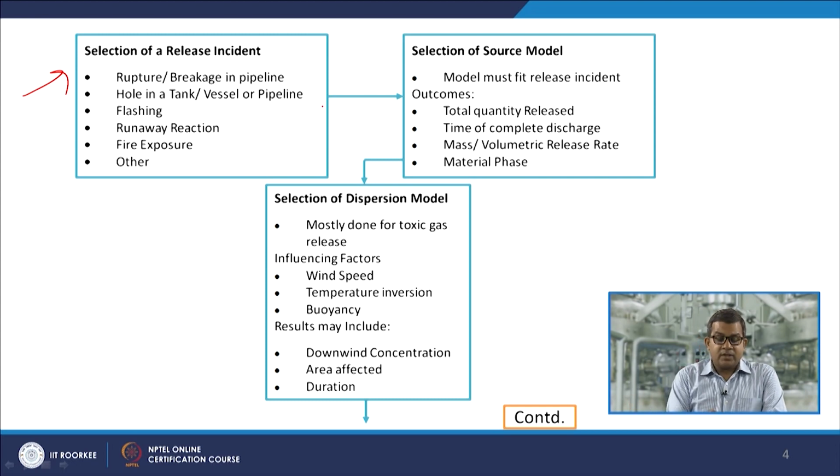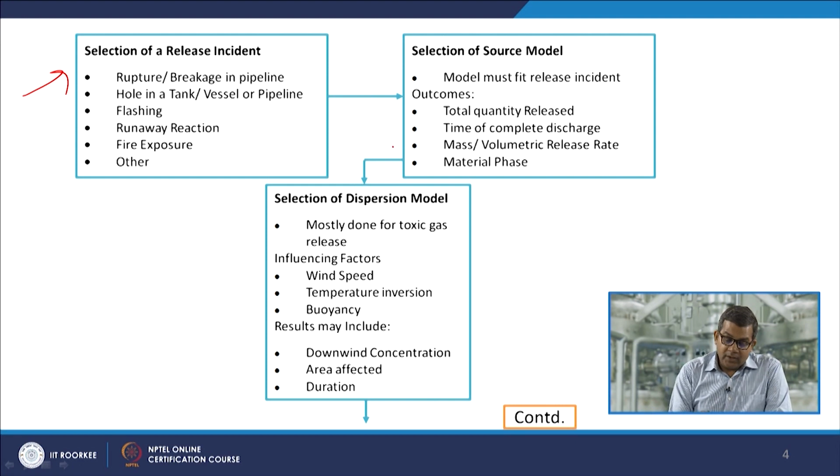While you have a selection of a release incident, then you select the source model. The prima facie requirement is that the model must fit the release incident. By this, there are certain outcomes. The total quantity released, you can easily find out, along with the time of complete discharge, the mass or volumetric release rate, and the material phase.